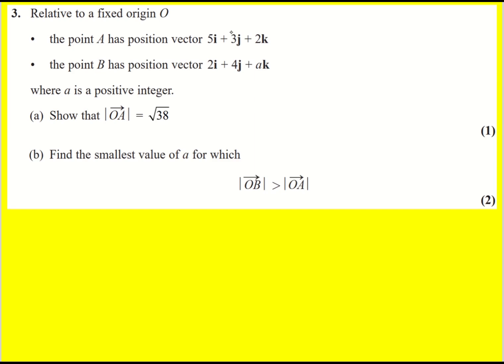Vectors here, one of which we know exactly, one contains an a. We're asked, first of all, to show that the magnitude of the vector OA is root 38. Actually, what we can do is just use 3D Pythagoras' theorem. It's only one mark. It's going to be 5 squared plus 3 squared plus 2 squared, all square rooted.